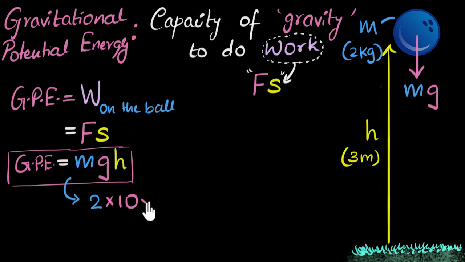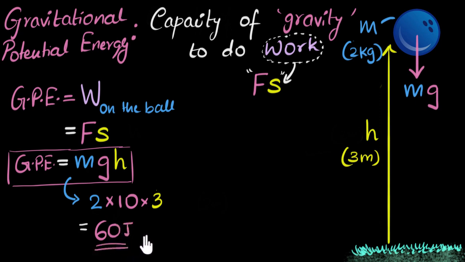We can round it off. Times the height, which is 3 meters. And how much does that give us? That gives us 3 2s are 6. 6 times 10 is 60. So the potential energy of this ball is 60 joules.